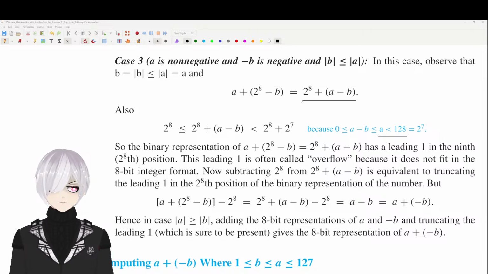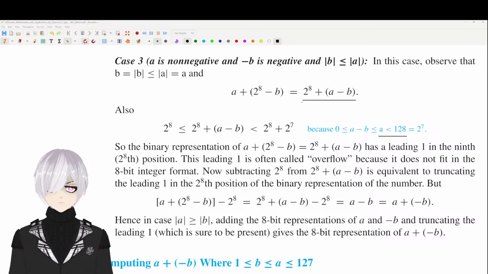So that means it's going to have a leading one in the 2 to the eighth spot. Like if you represented it as a sum of powers of 2, 2 to the eighth would be the biggest power of 2 in the sum. So you would have a leading one in the 2 to the eighth position. This is a case where you would get overflow, because you'd have an extra ninth digit on the left with a 1. Right.